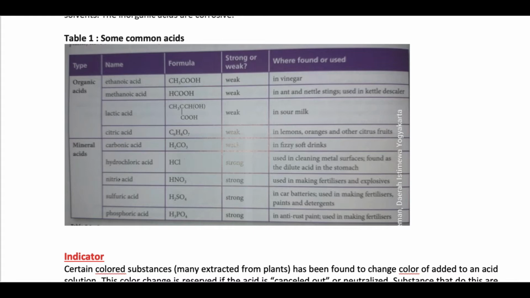As for mineral acids, carbonic acid you can find in fizzy soft drinks. Hydrochloric acid we use to clean metal surfaces, or you can find it as gastric acid in your stomach. Nitric acid is used in making fertilizers, and sulfuric acid you can find in car batteries. Phosphoric acid you can find in making fertilizers.